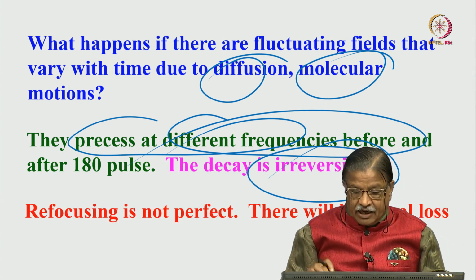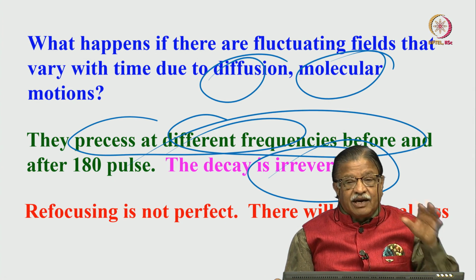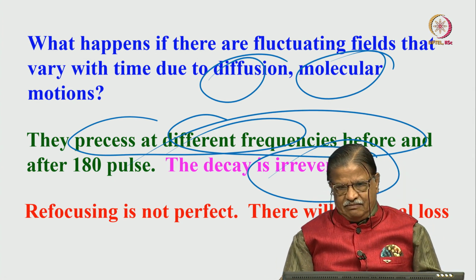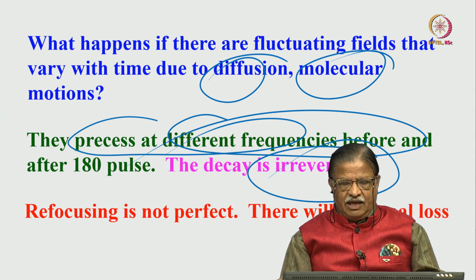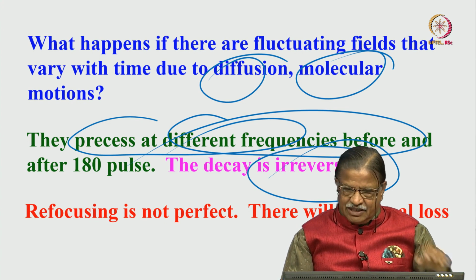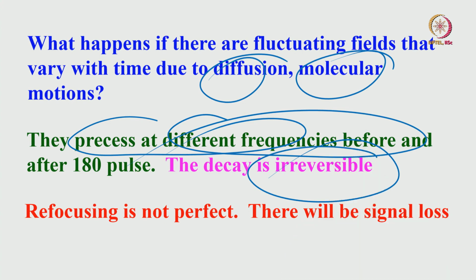So they are not refocused. Because of that, you will lose the energy, lose the signal. The intensity of the signal will be lost. This is the idea by which you get the diffusion coefficients later. I will tell you that later when we come to that.